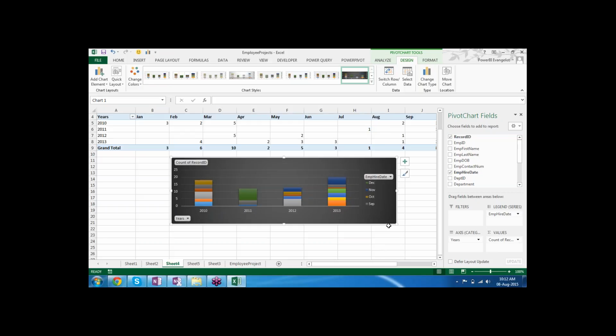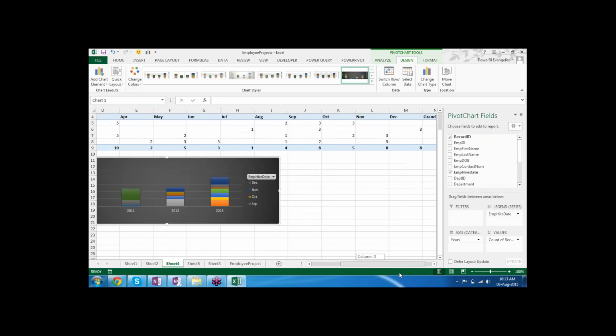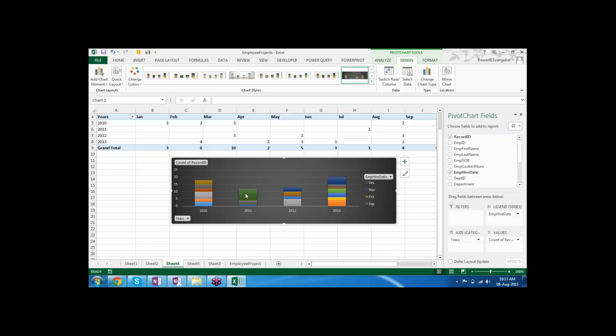Altogether, if you are talking about a regular column, it is very difficult to understand which year has given us the maximum hiring and all. This particular chart gives us a very good way of looking into this kind of data. Instantly you can say that in 2013 most of the hirings were done, and 2011 and 12 were almost like regular hirings.